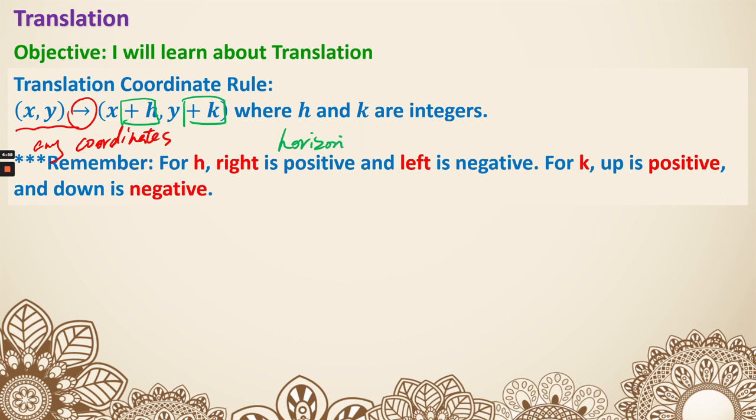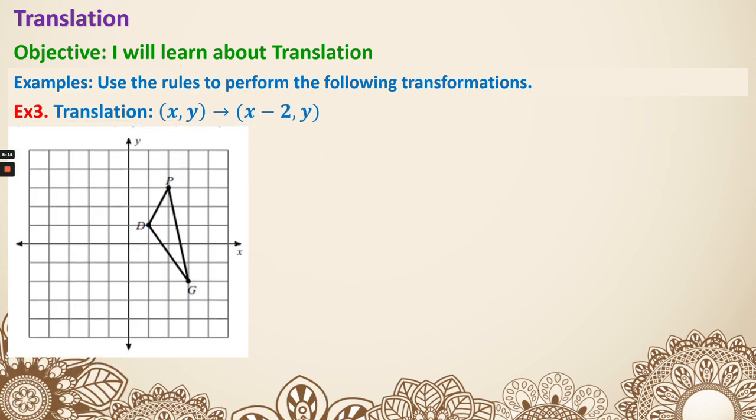This is the horizontal change, and right is positive, left is negative. For k, that of course means the vertical, because the k is being added to the y value, and up is positive, down is negative. Now let's see how we use the rule to perform the translation.